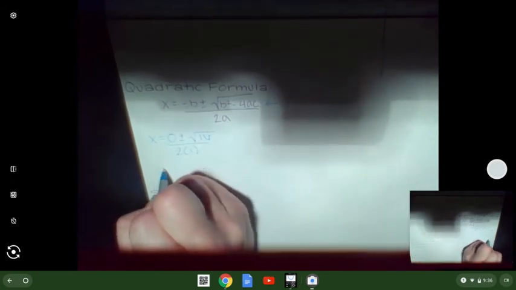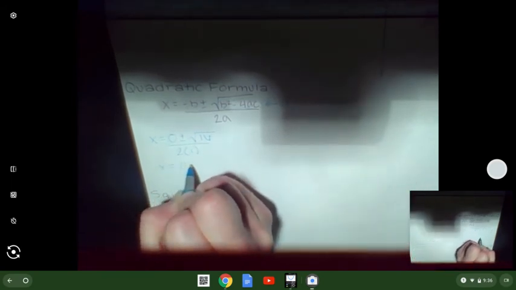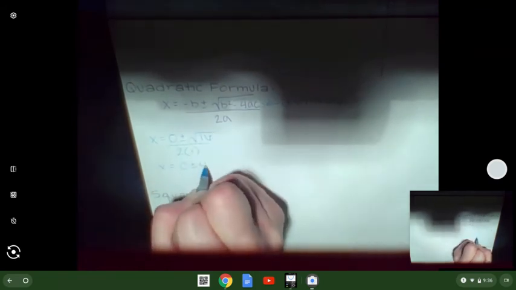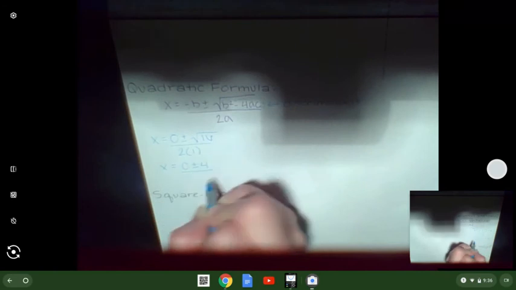Okay, we're going to simplify further. The square root of 16, that's a perfect square, is 4. And 2 times 1 is 2. Now we know we can't both add and subtract at the same time, so here's where we split. One time, which I add 4 and divide by 2. One time, which I subtract 4 and divide by 2.